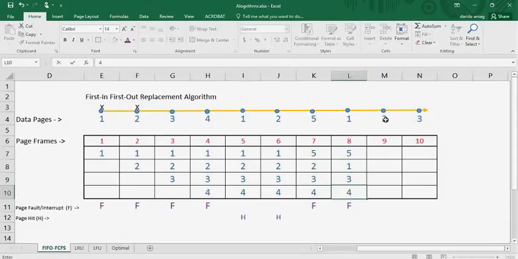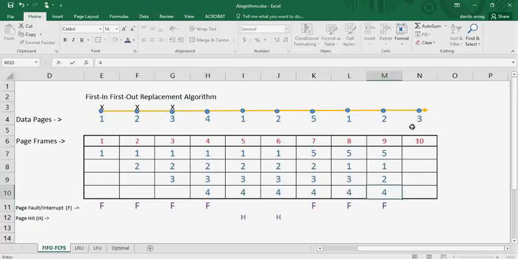Now the next data page is 2. As you can see, there is no 2 in the current page frame, so that would result in a page fault again. And from among 5, 1, 3, 4, we're going to start looking at 3, and then 4, and then 1, and then 5. Obviously, it's a 3, so 2 will replace 3, like so. And we're going to put an X mark right on top here. And we're going to say 5, 1, and 4.